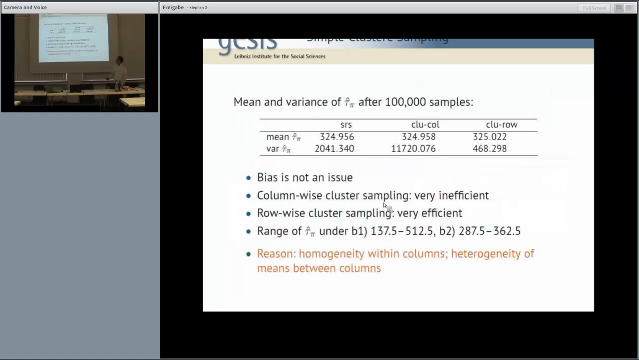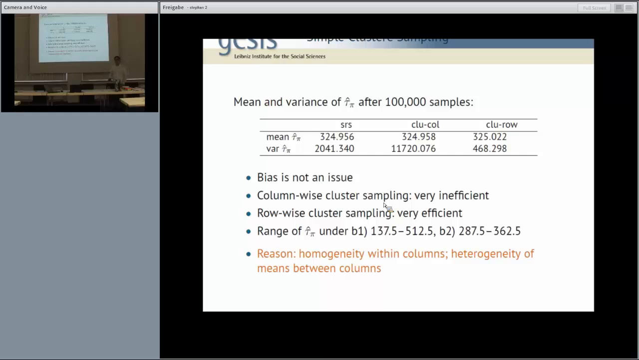So, these are the results from a small simulation I made. I took 100,000 samples for each of the three designs, and this is the mean of my estimates over those 100,000 replications. You see there the true value, of course, is 325. So bias is not even an issue for all three designs, but the variance is. With simple random sampling, you have this variance. And if the clusters are the columns, you have a very high variance compared to when the clusters are the rows. The rows is even smaller than for simple random sampling.